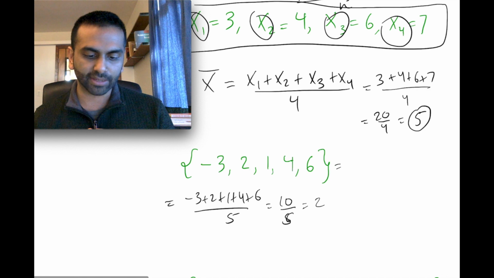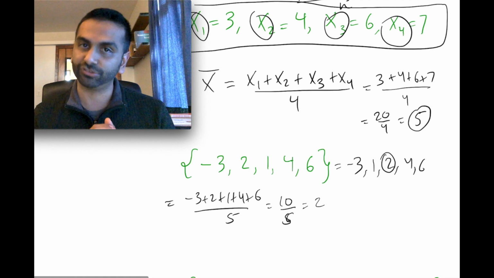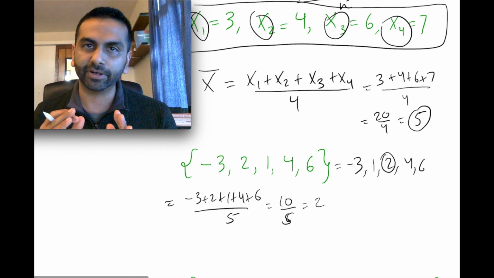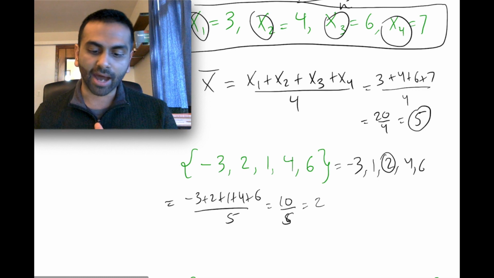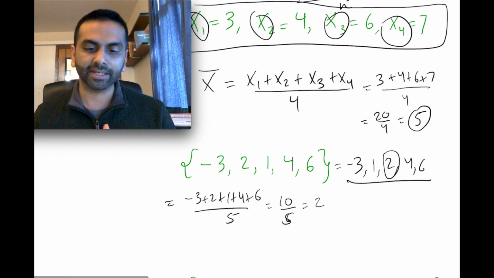In order, they would be, -3 is the smallest one, but then 1 is after that, and then 2. So the 1 and 2 here should be reversed if we wanted to put them in order. And so once we put them in order, now the middle number is going to be 2, so the median here is 2. So the median of a data set is the middle number when they're put in order. Now, when there's an odd number of numbers like this, there's only one middle number, and so that's your median.